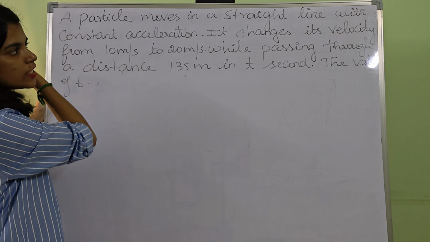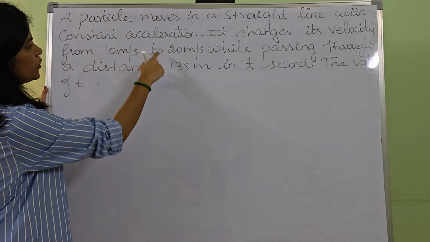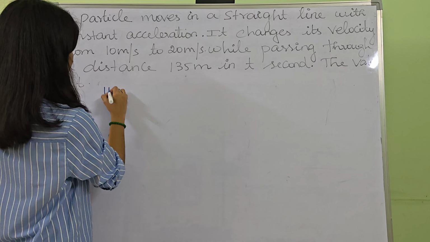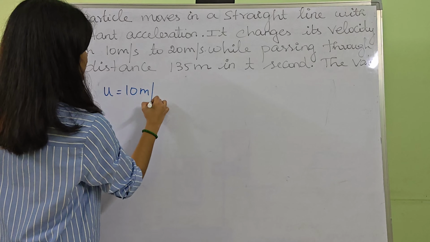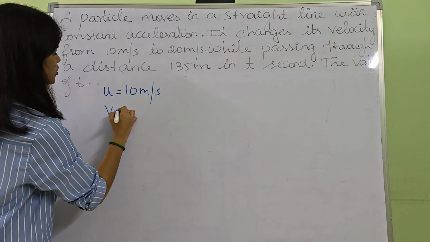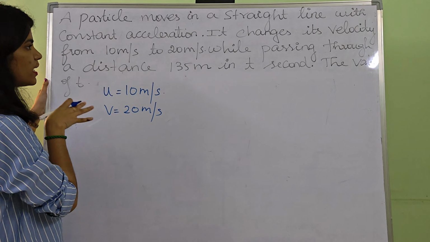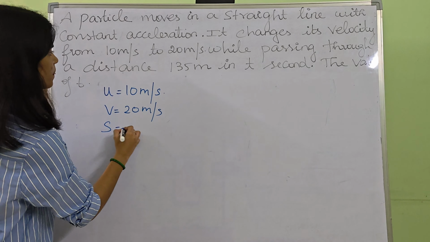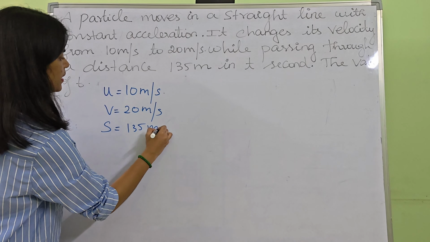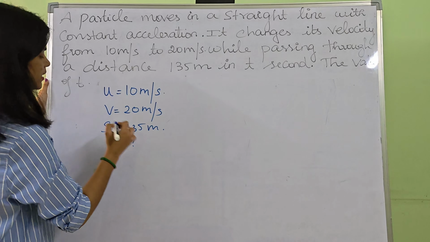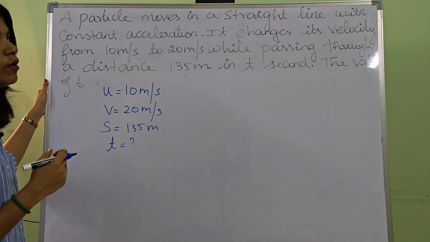So now the thing is, it changes its velocity from 10 meter per second to 20 meter per second. So that is u equal to 10 meter per second, that is initial velocity. Final velocity 20 meter per second. The distance is just passing through the distance 135 meter. So now you want to calculate the t. So how to apply the formula for this question?